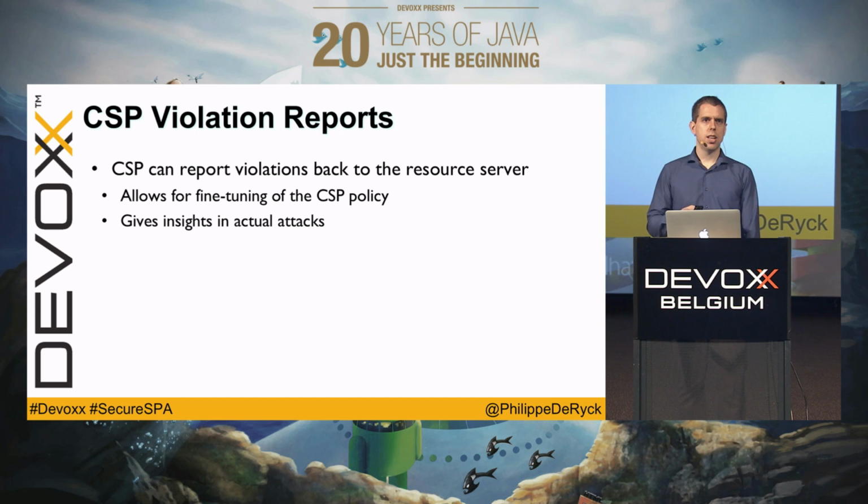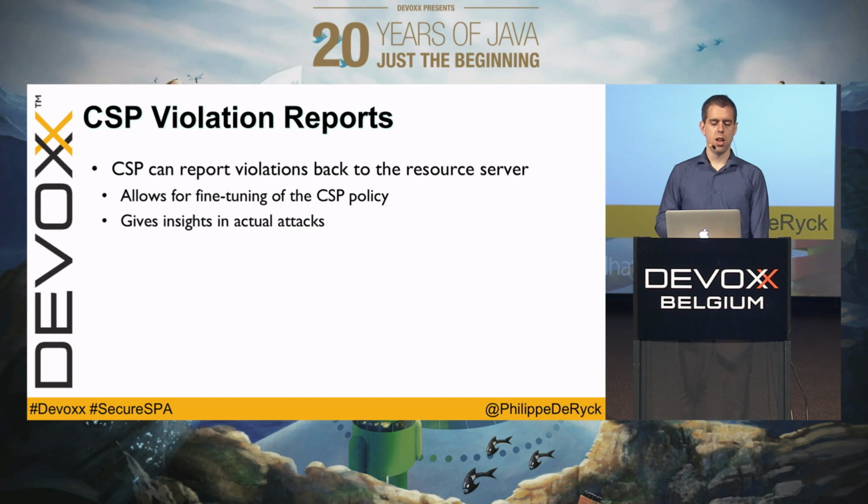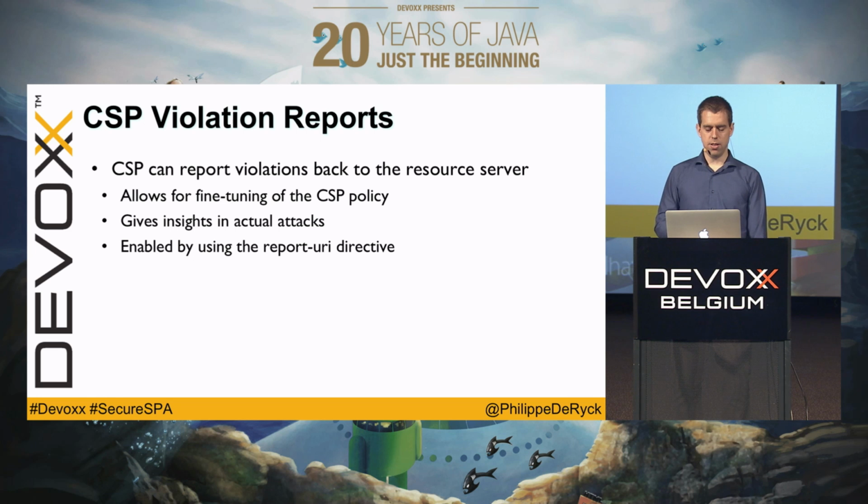It also allows you to get insights into actual attacks. If you run this CSP policy, and some user has malware on their system, and all of a sudden you get a report which shows that it comes from malware, then you are able to act upon it, and you may start investigating whether you are a target of this malware or this is just a random incident.